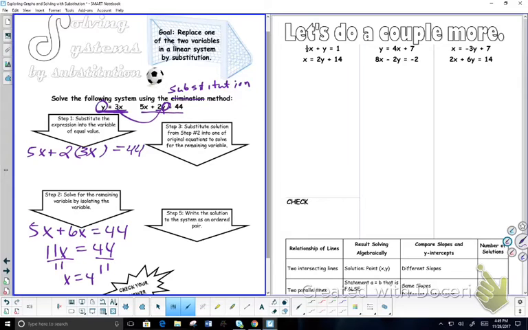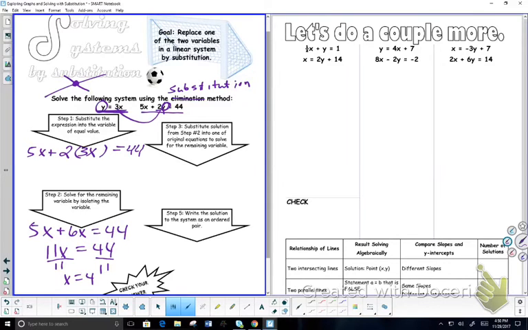Okay? At this point, a lot of people think they're done. They're not. You're only halfway there. This would graph two lines, and two lines are going to intersect at a point. A point is made up of both an x and a y value. So we've got the x. Now we've got to go to step 3. We've got to plug it back into one of those equations. It doesn't matter which equation.